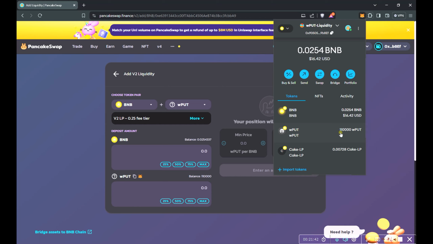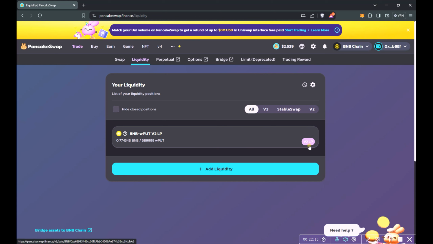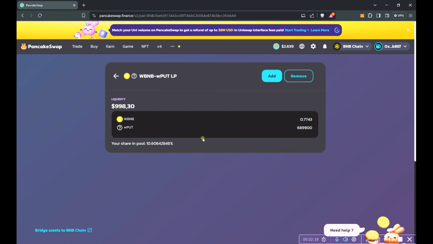As you can see, we just got 110,000 Putin coins left and 0.0254 Binance coins. And when we turn back to the overview, we see that we got our put in. We have got a liquidity provision in the BNB W Put V2 liquidity pool, and it's about 0.77 BNB to 689,999 W Put, and it's made in the V2 liquidity pool. We also can click onto it to see more detailed infos.